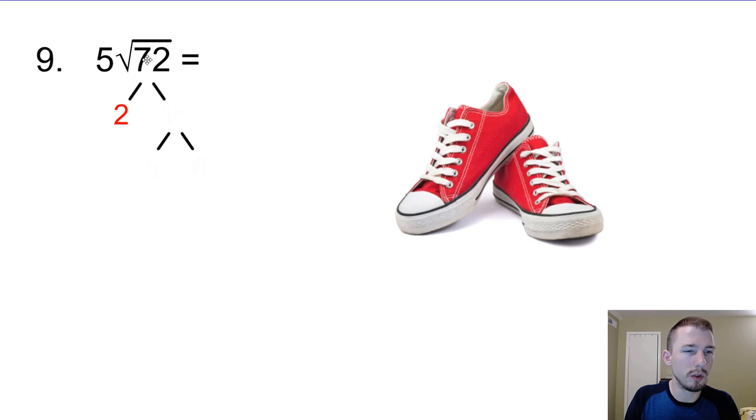Break down 2. So this is an even number. I can cut it in half, which will give me 36. And 36 you might recognize as a perfect square of 6 and 6.